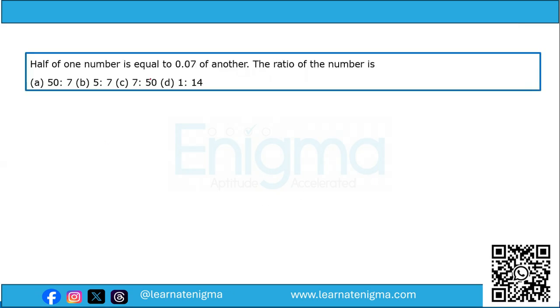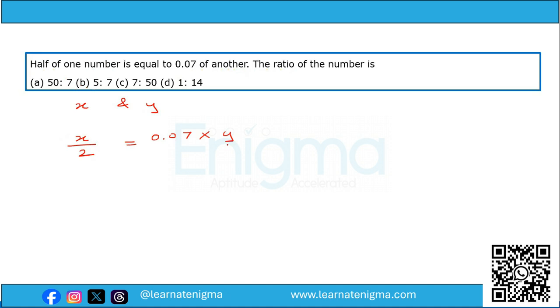Half of one number is equal to 0.07 of another. The ratio of the numbers is? Now let's assume the two numbers to be x and y. Now half of one number, so that becomes x upon 2, is equal to 0.07 of another. So 0.07 into y.